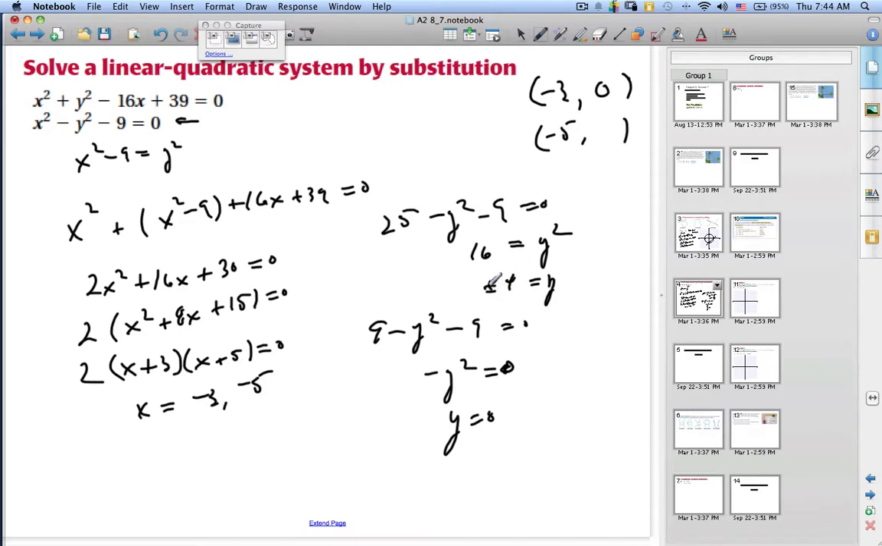Okay, so that means I've got yet another solution. I have a third solution. And when I plug in plus and minus 4, I'll have 4, and I'll have negative 5, negative 4. Okay, so in this particular case, the way my two quadratics interacted, I had 3 solutions.